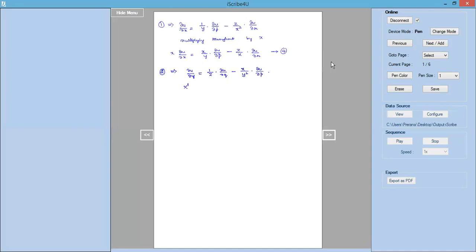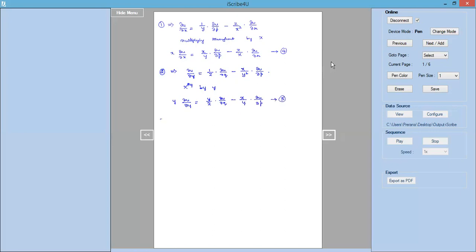Here we multiply by y throughout. So we get y ∂u/∂y is equal to (y/z) ∂u/∂q minus (x/y) ∂u/∂p. We are multiplying throughout by y to get this equation. I'll call this equation 5.